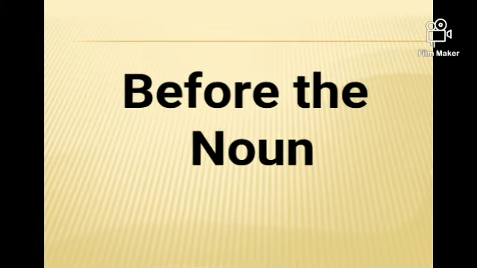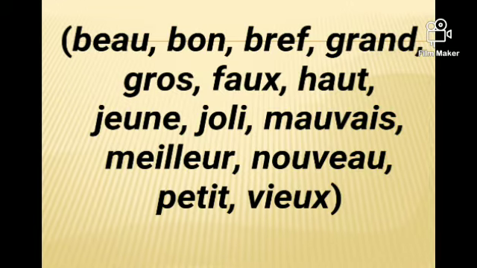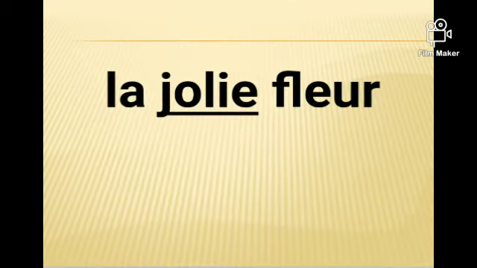Short, often used adjectives generally come before the noun. Beau, bon, bref, grand, gros, faux, haut, jeune, joli, mauvais, meilleur, nouveau, petit, vieux. Example, la jolie fleur means the beautiful flower.